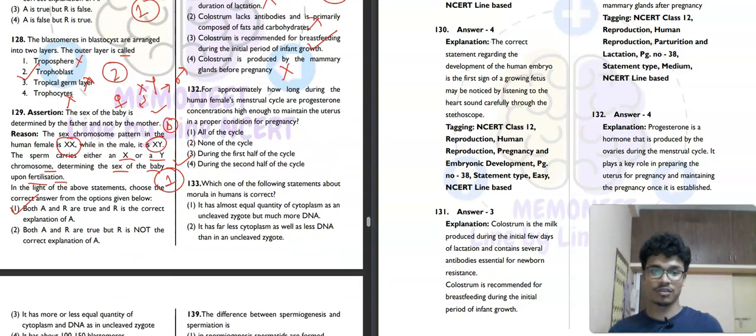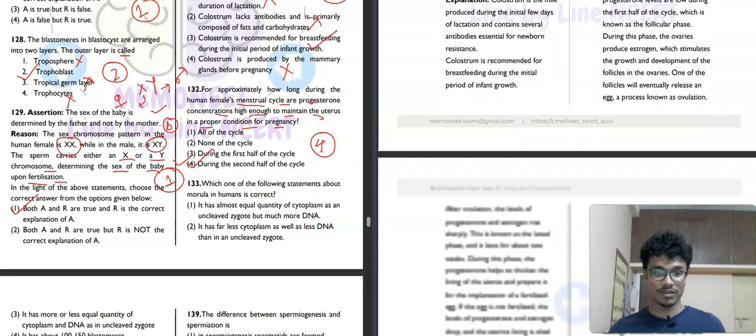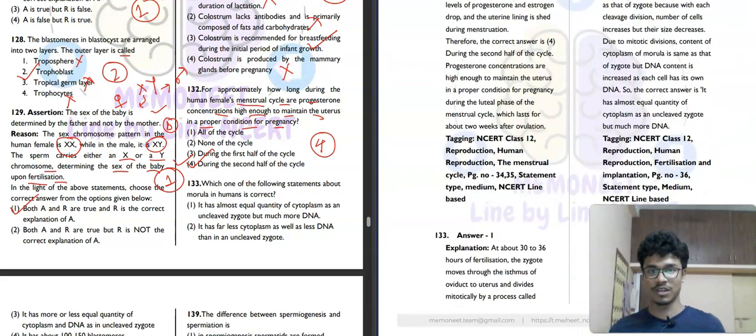Moving towards the next question, question number 132. For approximately how long during the human female's menstrual cycle is progesterone concentration high enough to maintain the uterus in a proper condition for pregnancy? All of the cycle, none of the cycle, during the first half of the cycle, during the second half of the cycle. So the correct answer is during the second half of the cycle. And can you tell me why? The corpus luteum secretes a lot of progesterone to maintain the pregnancy. That's why the fourth option will be our correct answer for this question. You can read the explanation. A lot of things are written here.